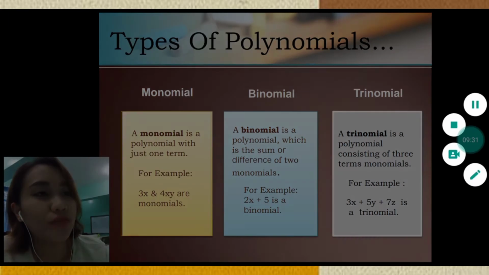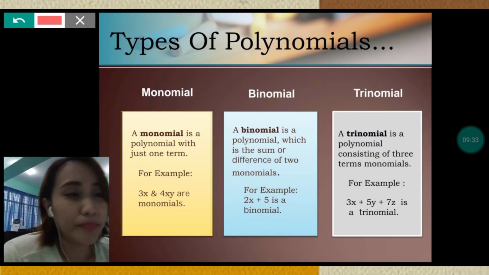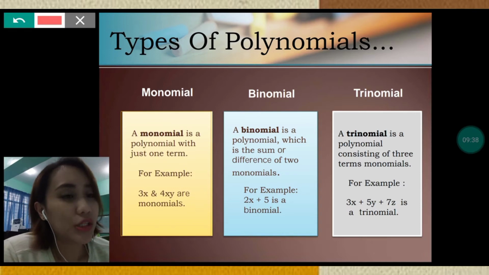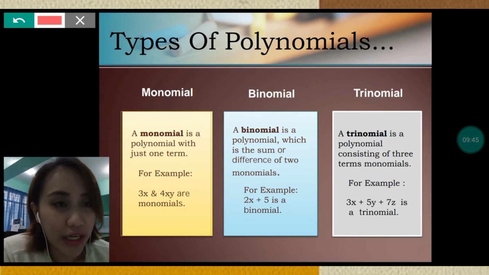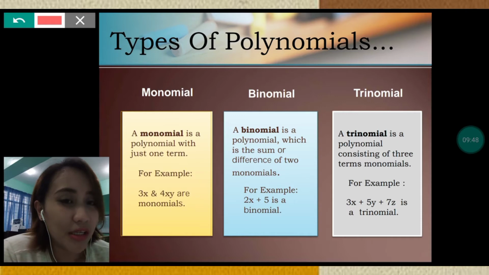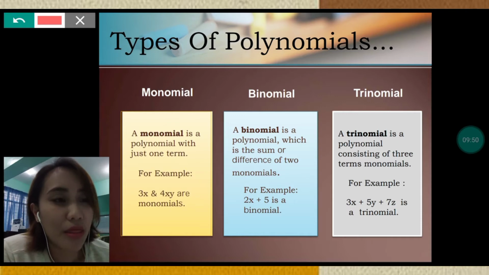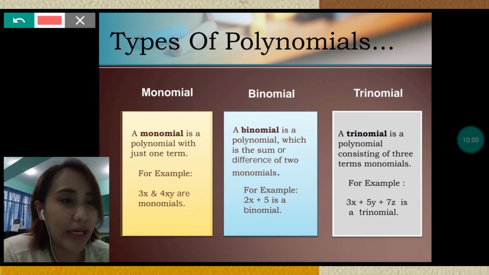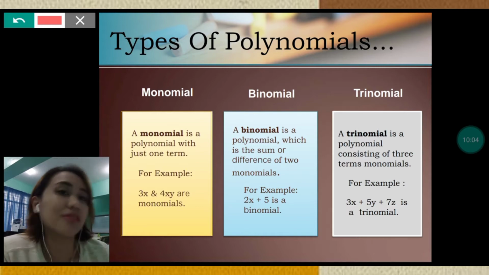Lastly, we have what we call the trinomial. So a trinomial is a polynomial consisting of three terms or three monomials. So for example, we have 3x, that's one term, 5y, that's another term, 7z is another term, and the three terms are grouped together, or they are connected together by the plus sign or by addition. So again, trinomial because it has 3 terms.